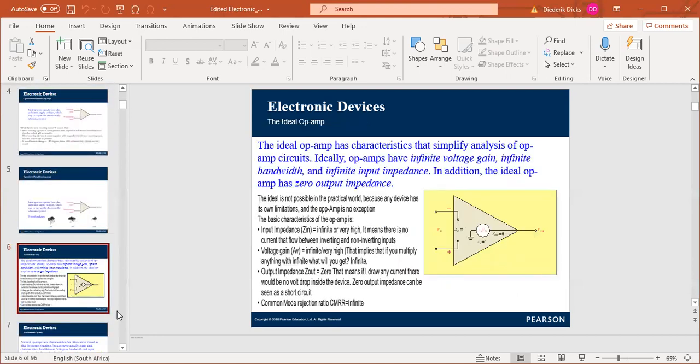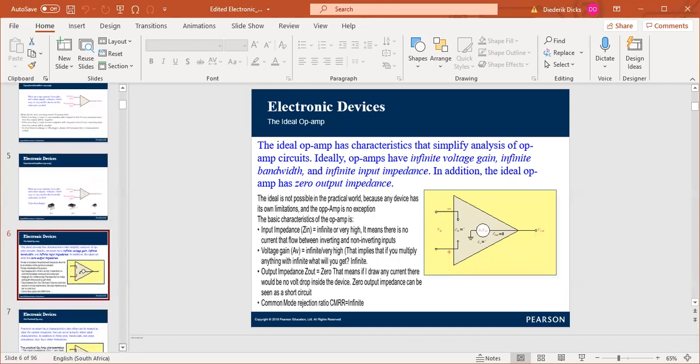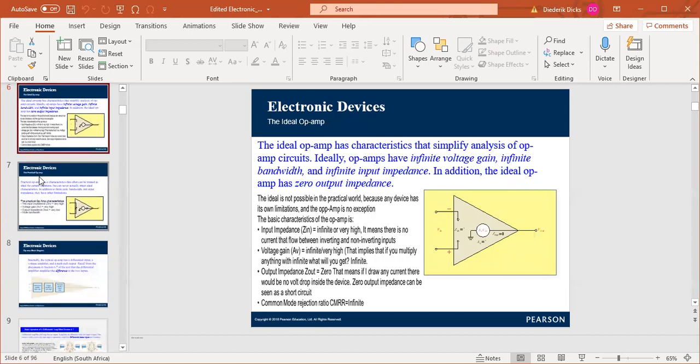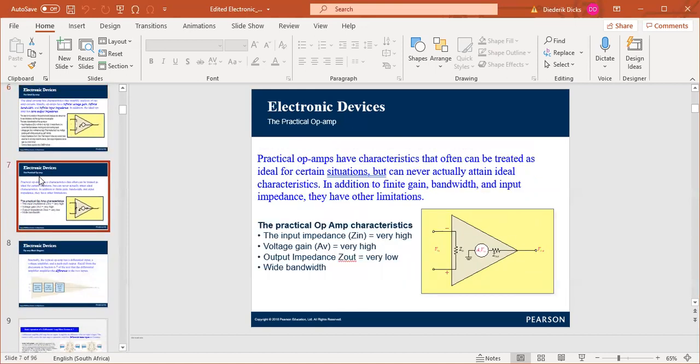For clarity purposes, compare the ideal op-amp with a practical op-amp. You need to know, slide 7, to understand the characteristics of a practical op-amp. The input impedance, Zin, is very high. The voltage gain, AV, is very high. The output impedance, Zout, is very low, and it has a very wide bandwidth.